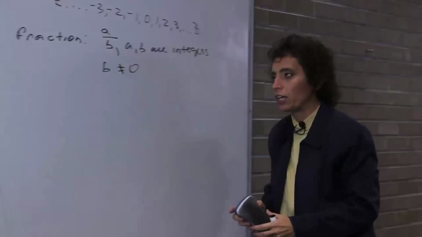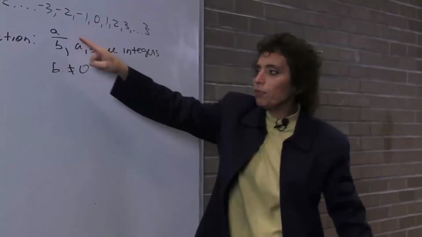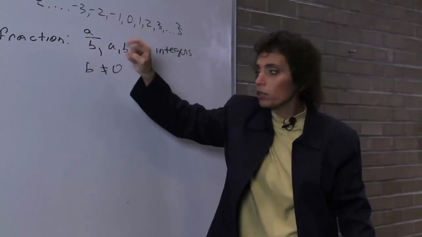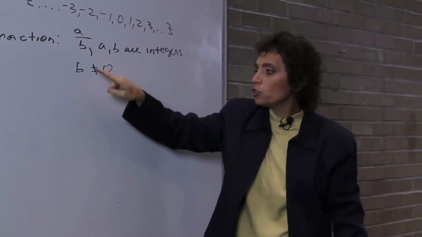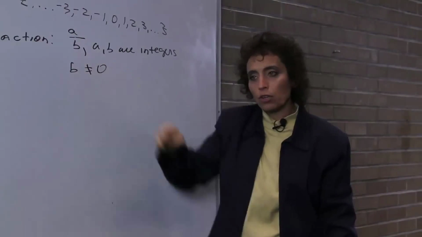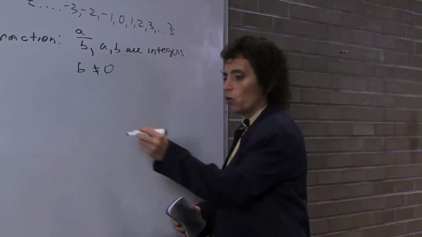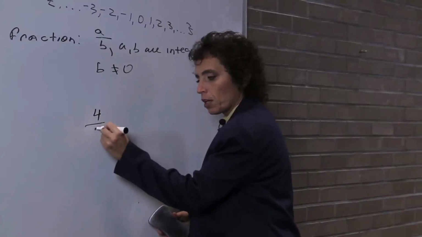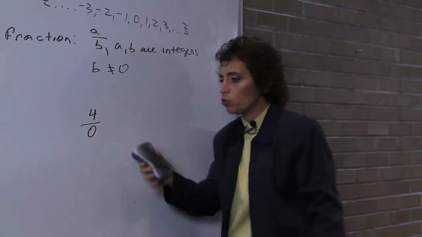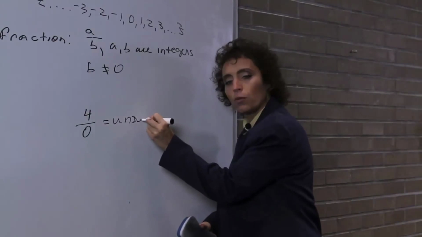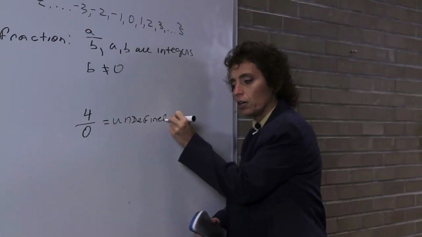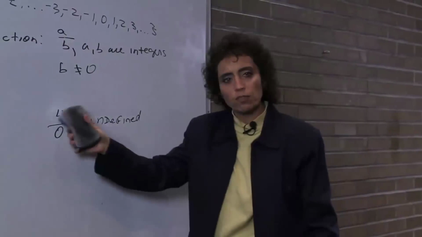Let's talk about what that says. First of all, the top number of a fraction is called the numerator. The bottom number of the fraction is called the denominator. So this is saying that the denominator can't be 0. Why not? Well, let's recall something we did earlier. If my denominator is 0, it means we're dividing by 0. And remember, we cannot divide by 0 because we have something that's undefined, because nothing times 0 will give me that number.